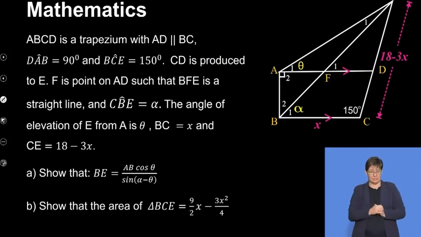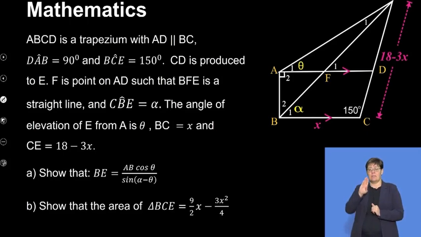Okay, our next example, we need to show that ABCD is a trapezium. Sorry, they've given us that ABCD is a trapezium. We've got parallel lines: AD is parallel to BC. DAB is 90. BCE is 150 degrees. CD is produced to E. F is a point on AD such that BFE is a straight line, and CBE is alpha.